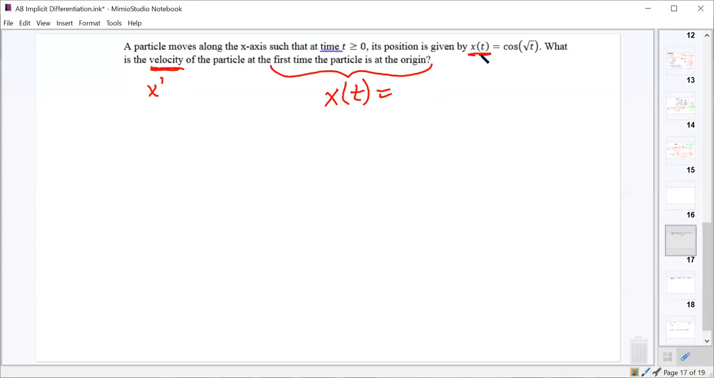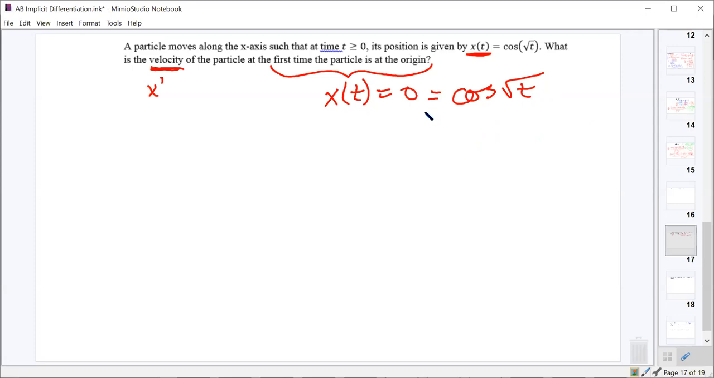One. Nope. If we're at the origin, that should be like on another line. Right, it should be a zero. So we want x of t to equal zero. So we want to know, first off, when does the cosine of root t equal zero?